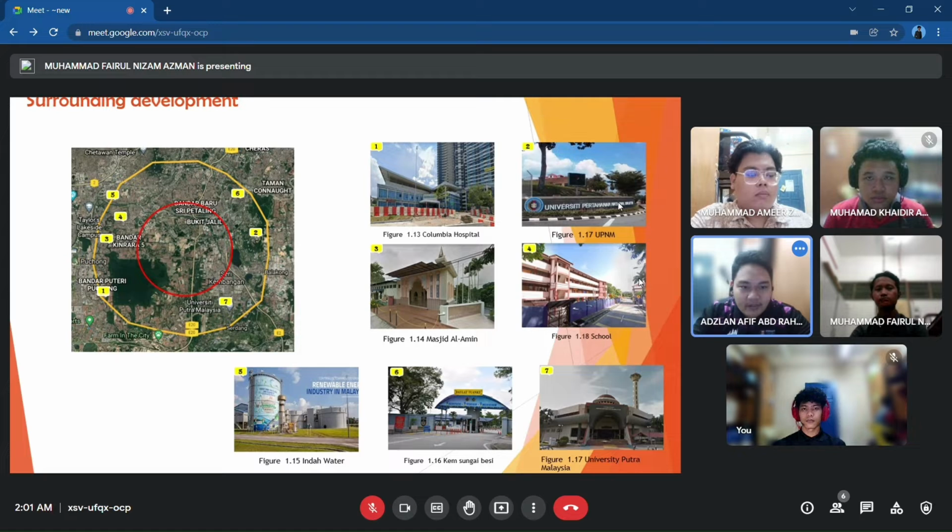Surrounding development: just now I presented about the adjacent development, and here is the surrounding development, which is we have a Columbia Hospital, we have UPNM, Masjid Al-Amin, school, Indah Water, Camp Sungai Besi, and also Universiti Putra Malaysia.